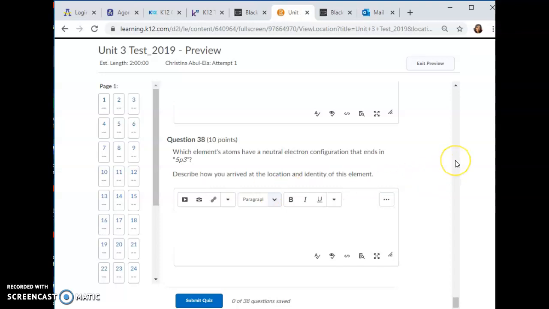That's the last question on the test. If you have any questions or need any help, please let me know. Otherwise, good luck.